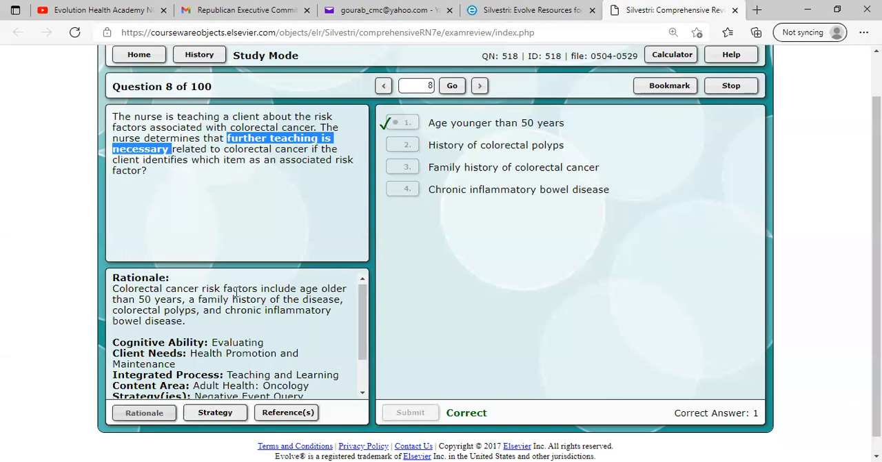Colorectal cancer risk factors include age older than 50. A family history of the disease is a risk factor. Colorectal polyps and chronic inflammatory bowel disease are causes of colorectal cancer.